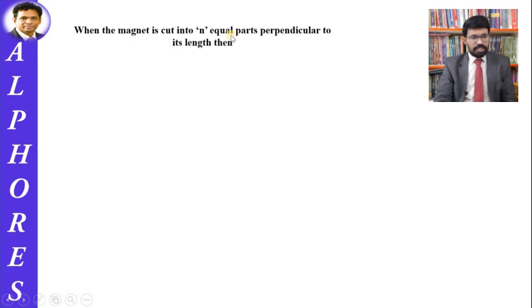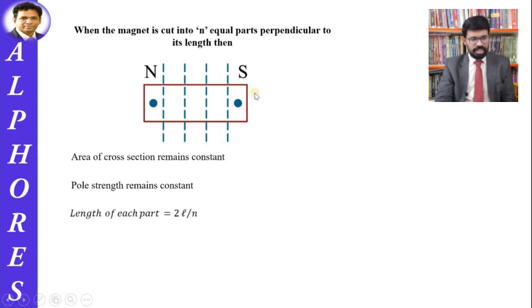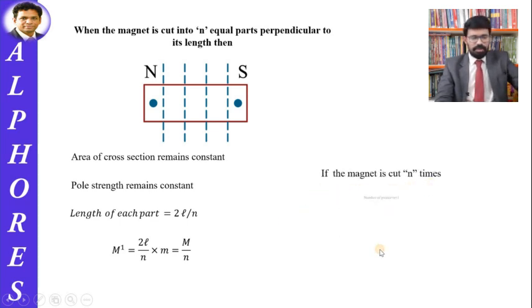Now, when the magnet is cut into n equal parts perpendicular to its length, like this, n equal parts. Area of cross-section, see here, earlier whatever area is there for each piece, now the area of cross-section remains constant, but length is different. Since area is constant, pole strength will be constant, whereas length of each part becomes 2L by n. Earlier length is 2L, now it is 2L by n. So magnetic dipole moment M dash is equal to 2L by n into M. 2L into M is nothing but M, so M by n. If the magnet is cut n times, you will have n plus 1 pieces, isn't it? Corresponding equation will be this one.